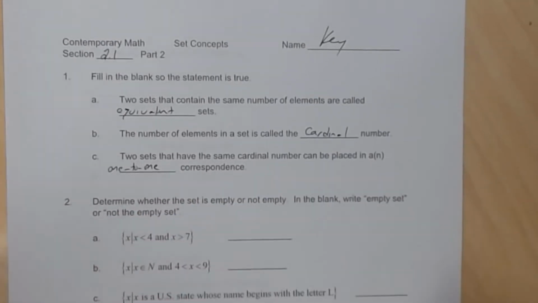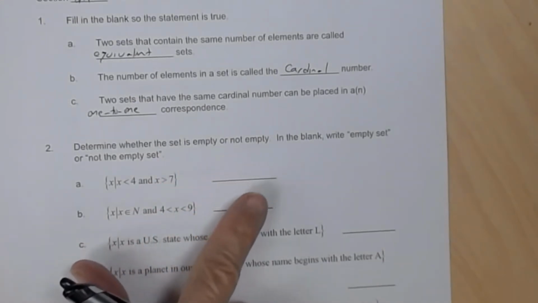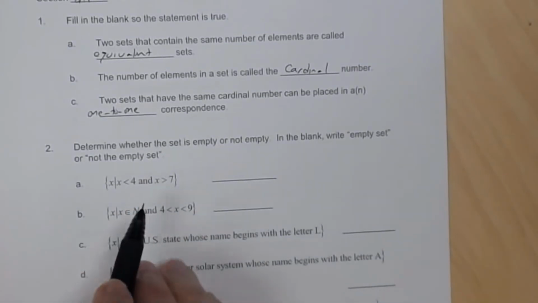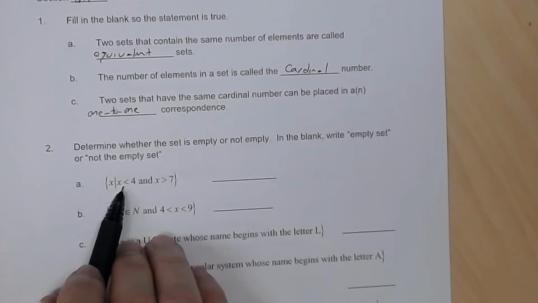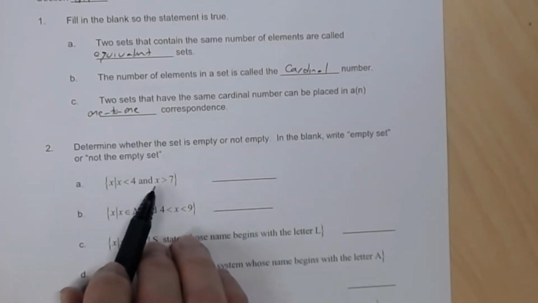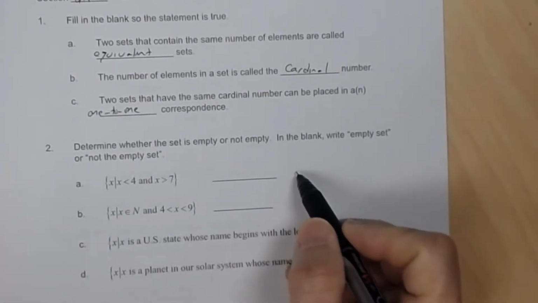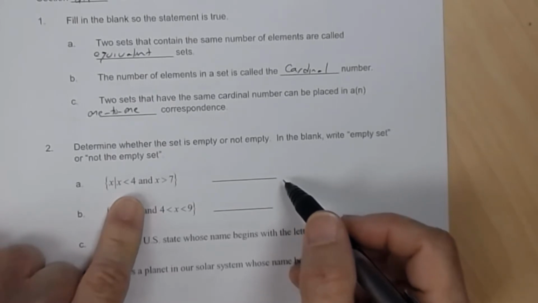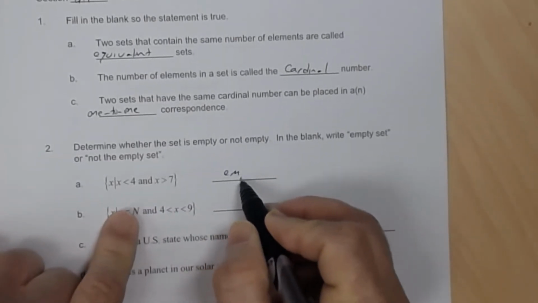One-to-one correspondence. All right, number 2. Determine whether the set is empty or not empty. In the blank, write empty set or not an empty set. Okay, so you have the set builder notation. So you have the set of x's such that x is less than 4, and at the same time, x is greater than 7. All right, so here's the thing. Can you in some kind of roster form tell me any numbers that's less than 4 and at the same time greater than 7? No, there are no numbers less than 4 and greater than 7. All right, so that's an empty set.